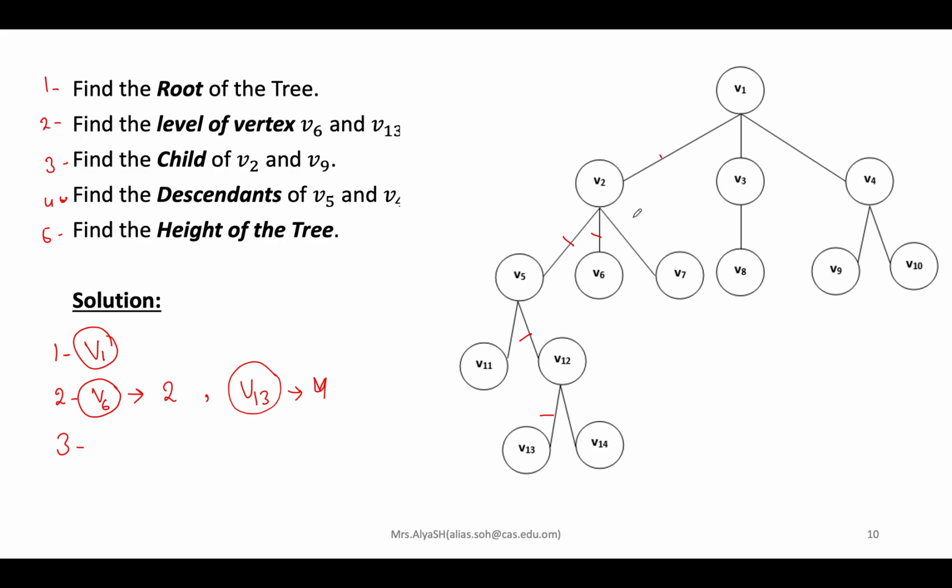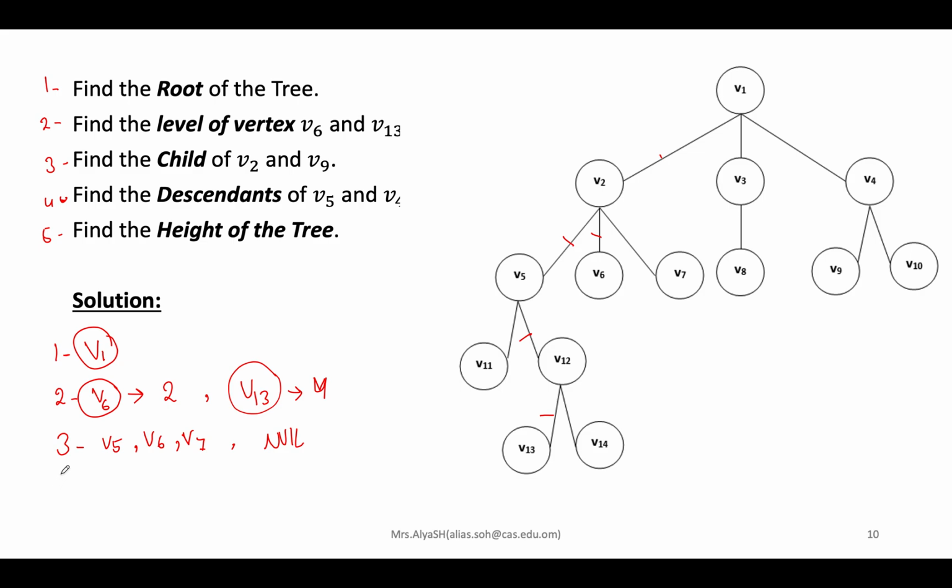So we go here. The children of V2 are all the vertices under V2. So here we got that the children of V2 are V5, V6, V7. The child of V9 is none, 0. So V9 is a leaf node, a terminal node. It doesn't have any children.